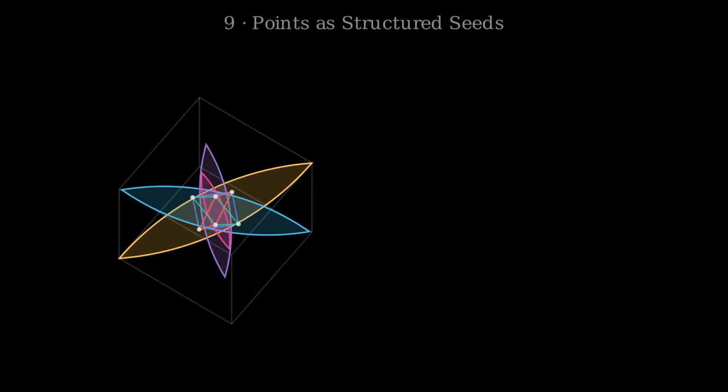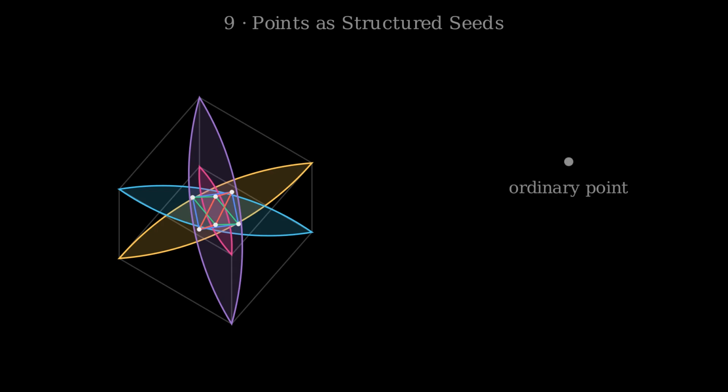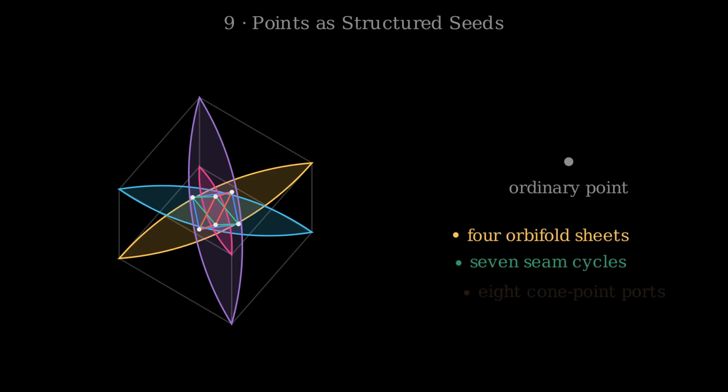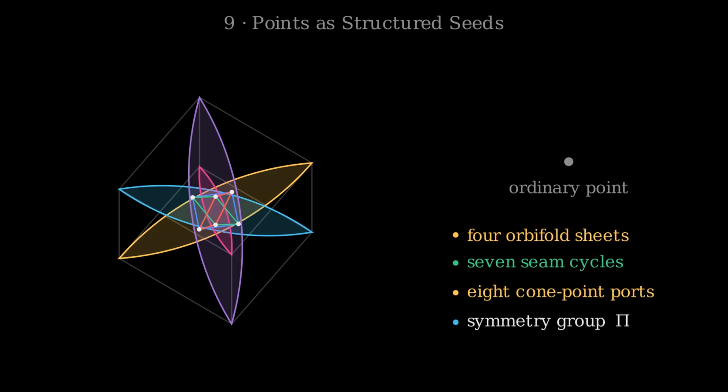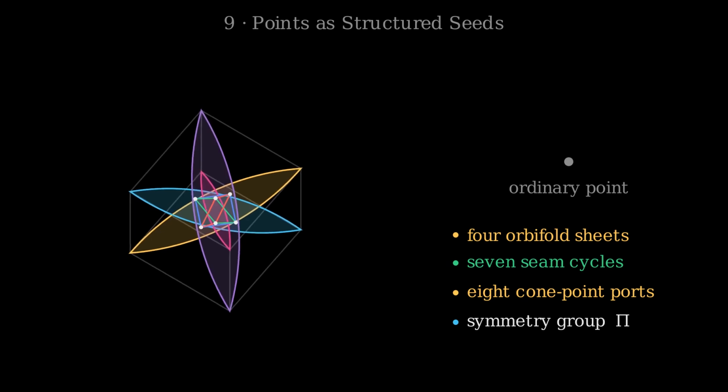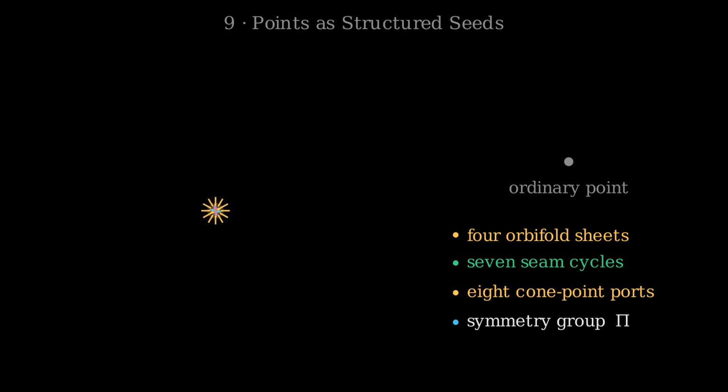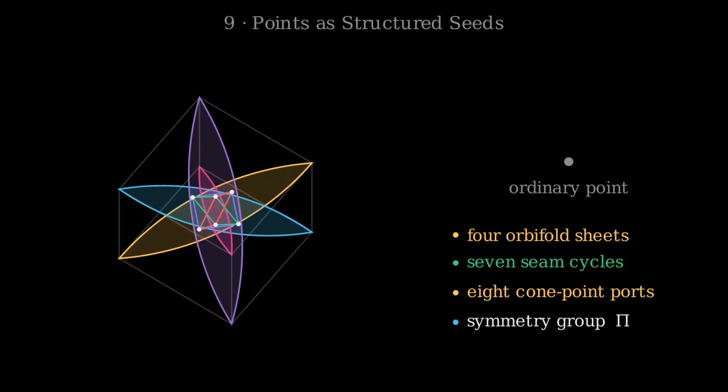The central philosophical move is to reinterpret the entire Fano seed as a generalized point. An ordinary point has no visible internal structure. The Fano seed does. It contains 4 two-dimensional orbifold sheets, a 7-cycle seam system, 8 cone-point ports, and a finite non-commutative symmetry group. Yet from a sufficiently large scale, the entire object can still be treated as one localized unit. This suggests a new kind of geometry.